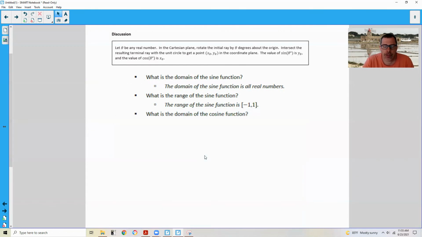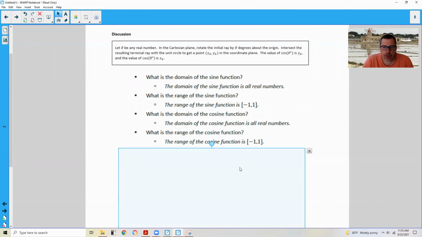Okay, carrying on with this, what is the domain of the cosine function? Again, that is going to be all real numbers because we can rotate an infinite number of times. And then what is the range of the cosine function? Well, the cosine function is your x-axis, and using a unit circle, the radius is 1, and therefore 1 and negative 1 are our extremes, and therefore the range of the cosine function is negative 1 to 1.